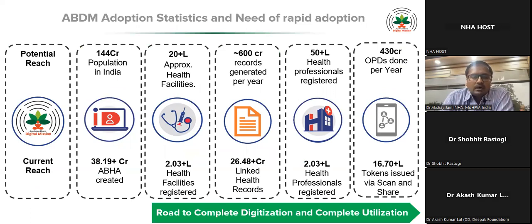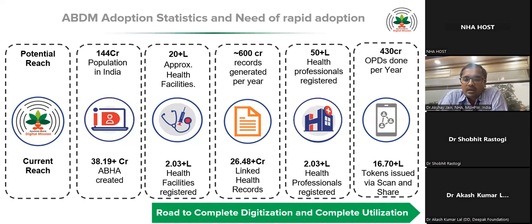Where are we now in Ayushman Bharat Digital Mission? You'll see in this slide that in the top row we have put potential reach, and in the bottom row we have put where we are now. So India has 144 crore population, and we have already uniquely identified the Indian citizens by the Ayushman Bharat health accounts. Around 38 crore Ayushman Bharat health accounts have been created across India. Around 2.03 lakh health facilities have been registered out of approximately 20 lakh health facilities. Similarly, we have linked about 26 crore digital health records with these ABHA numbers.